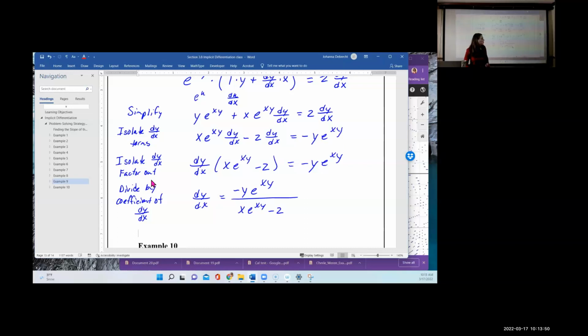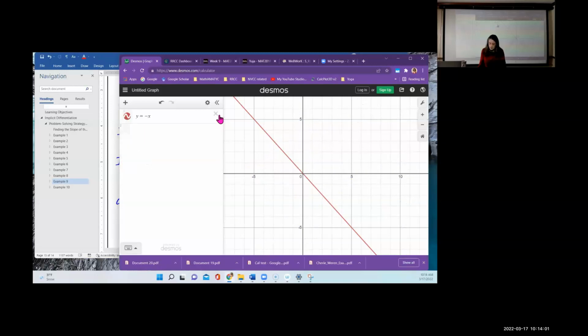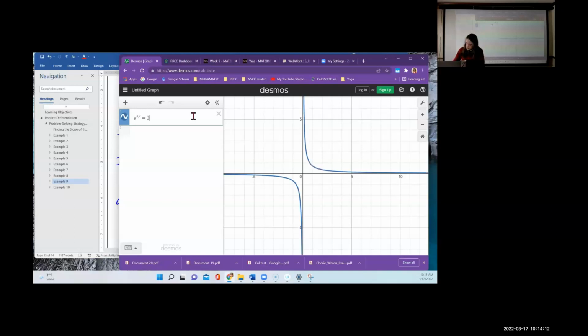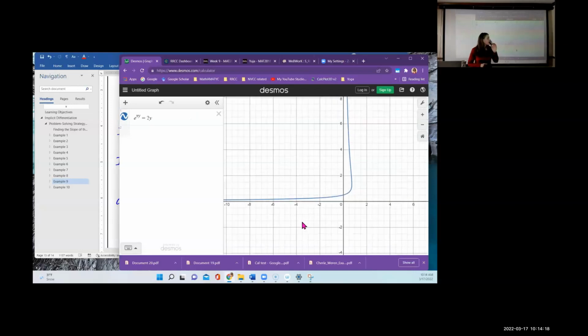Right? And we get a formula for the derivative. I'm not sure if Desmos can handle this one, but let's try it just to get a feel for what it looks like. e to the xy equal to y. Okay, and it handled it just fine. All right, it's kind of a weird looking thing.